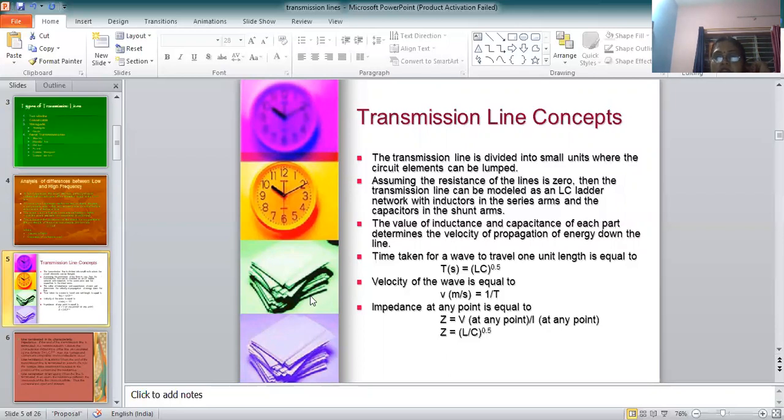Time taken for a wave to travel 1 unit length is Ts = (LC)^0.5. Velocity of the wave is equal to 1/Ts. Impedance at any point is Z = V at any point / I at any point, or Z = sqrt(L/C).